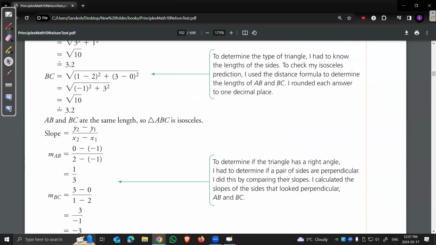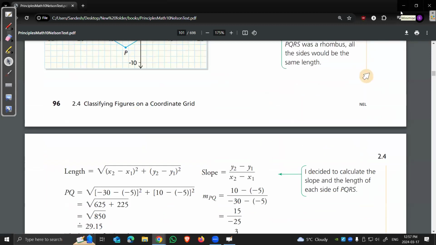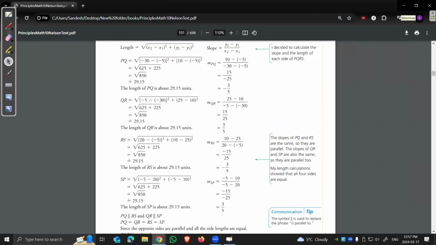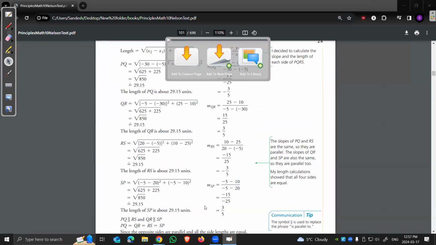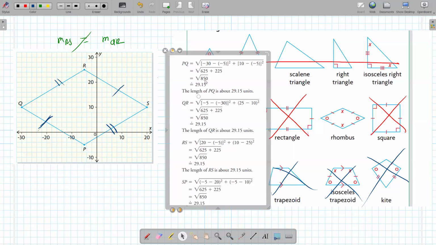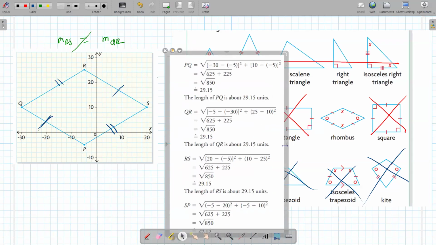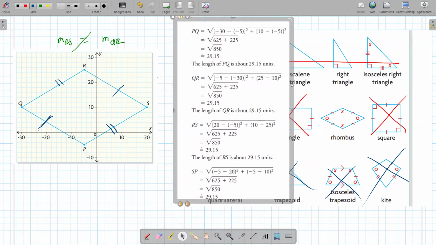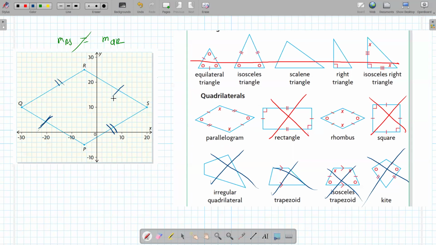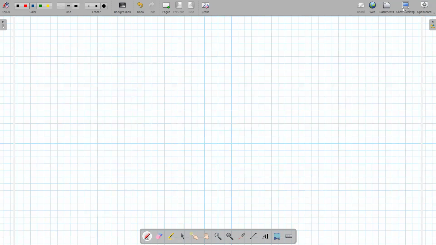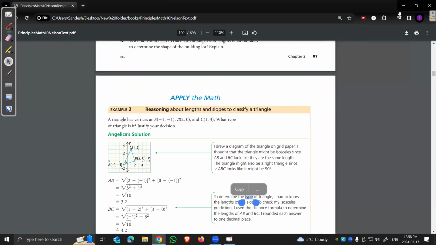I want to see what coordinates they got. PQ, QR. Again, they're just using the distance formula. So it turns out all the side lengths are 29.15. So all the side lengths are actually exactly the same. So what is this quadrilateral? A rhombus. A rhombus, yes. So it's basically through the power of elimination that we can figure this out.